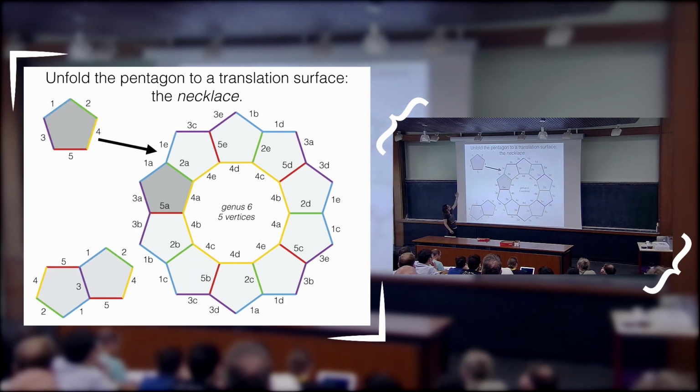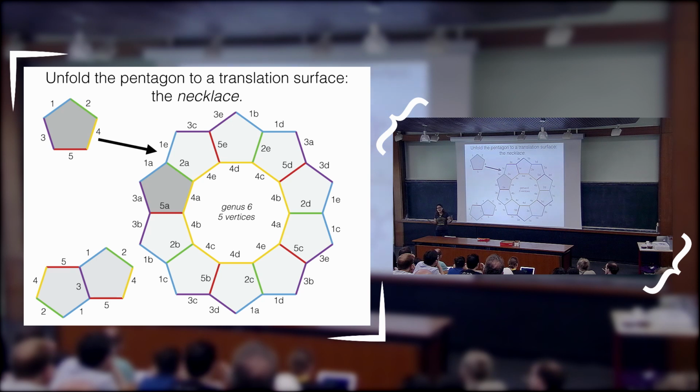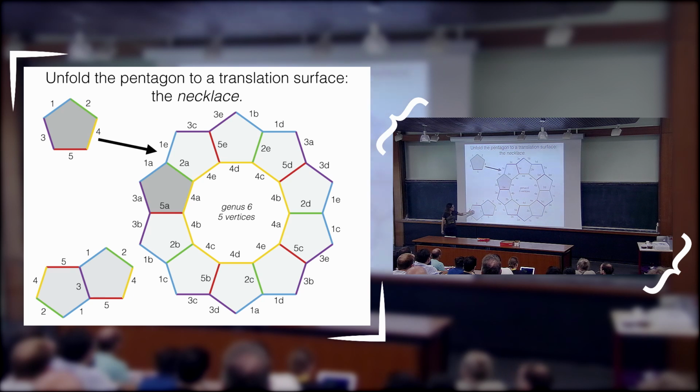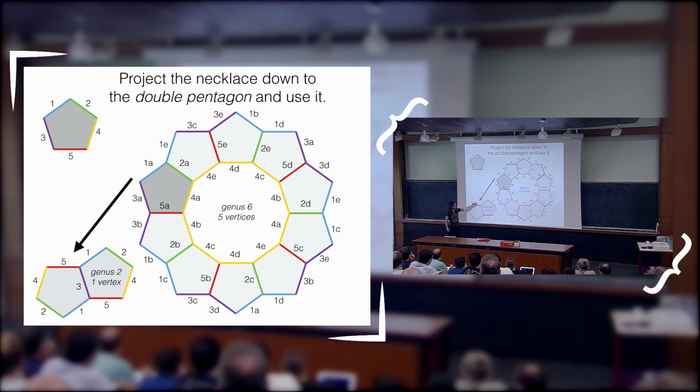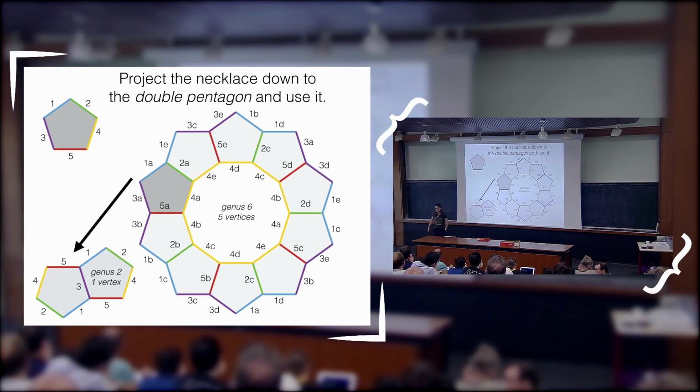OK, so we unfolded the pentagon billiard table to this necklace. But the necklace, I mean, it's a lot. It's got 10 pentagons. And it's a fivefold cover of just the double pentagon surface. And since I had already done a lot of work on the double pentagon, we decided to just use the double pentagon. And this works really well. So for the whole talk, it turns out the double pentagon will be pretty much all we need until the very end, when we'll have to use the necklace. So we project down to the double pentagon, which is genus 2, and that'll be an easier surface to work with. OK, so that's the plan.